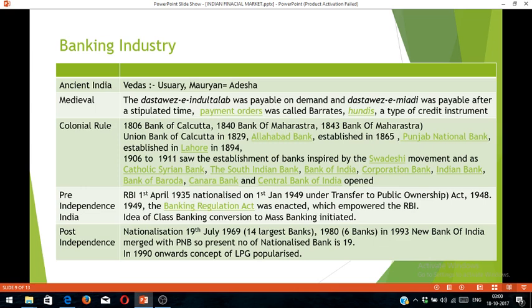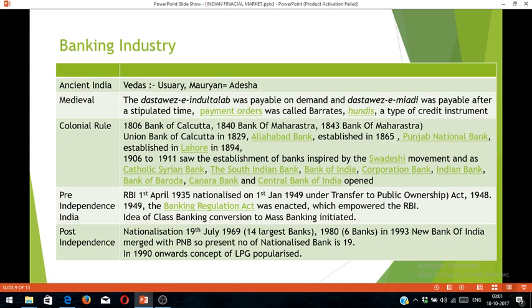In the Mughal time, two documents were there. The first was Indu Tulab, and the second was Miyadi. Indu Tulab was payable on demand, just like a saving deposit. Whatever saving deposit we make in the bank is equivalent to Indu Tulab in the Mughal empire. Miyadi, known as a term deposit, means whatever deposit we make for the long term, which was payable after a stipulated time. That's why in Hindi we call it Miyadi Jama or fixed deposit. In the Mughal period, a payment order was called barats, and hundi was a type of credit instrument. So in medieval history also, we get some points related to the banking industry.